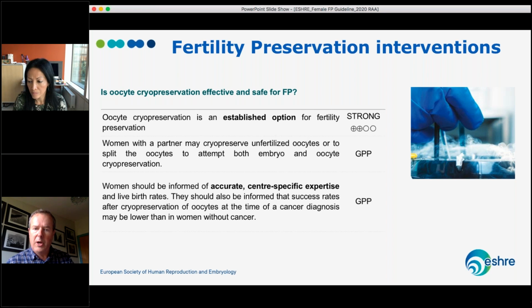So oocyte cryopreservation, we concluded an established option for this, strong evidence for this, an option for women either single or in a partnership, or you could, of course, split the oocytes between fertilization and not. But what is important here, and indeed this was a recurring theme throughout all these interventions, is the need for accurate center-specific information on expertise and local live birth rates, rather than just taking the best from the literature. What actually is the data for the patient and what she will get with her local center.